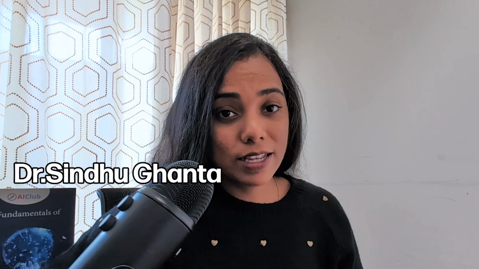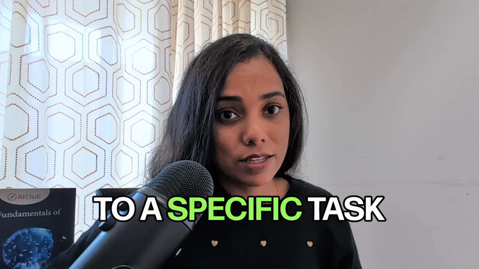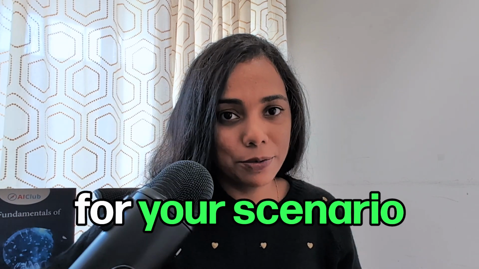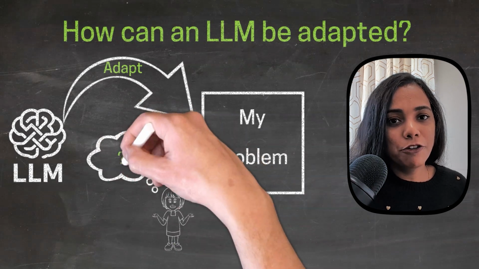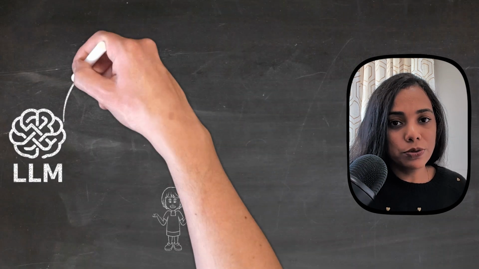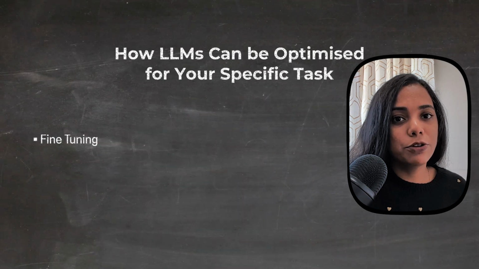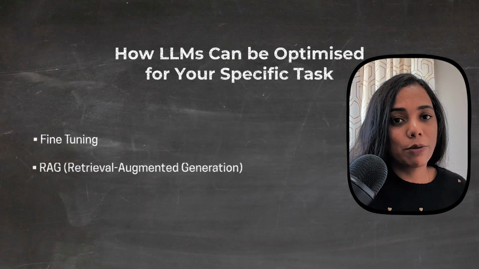Hello everyone. In this session, we'll explore how we can adapt a large language model to a specific task of your interest. LLMs are fantastic at handling general language tasks, but that doesn't automatically mean that they'll perform well in your unique scenario, especially if you need specialized insights. In this video, we'll walk through different strategies that you can use to customize the LLMs for your specific use case. By the end of this video, you'll understand whether you need to fine-tune your LLM or use a technique called RAG to solve the problem.